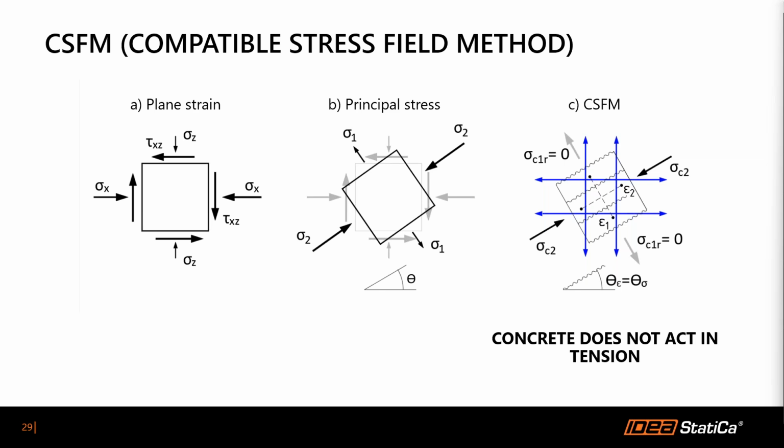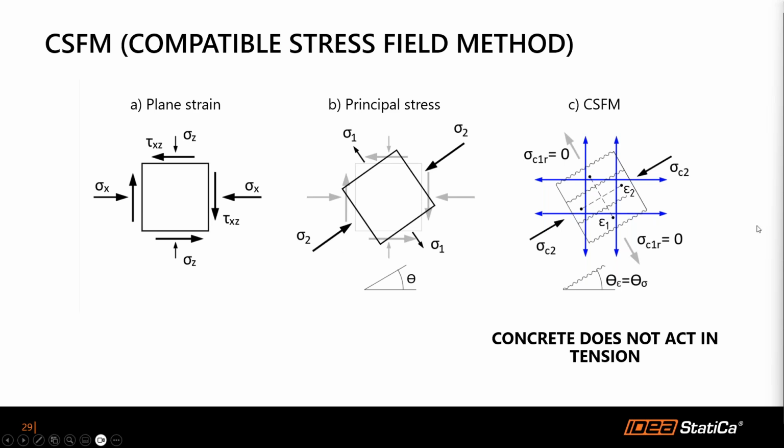The CSFM principle can be explained using the basic 2D plane stress element in a reinforced concrete structure. The picture on the left illustrates this element under horizontal normal stress, vertical normal stress, and shear stress over here. These stresses, often derived using finite element analysis, are used to calculate the principal stresses and their orientation defined by the angle theta, shown in the picture over here. The principal tensile stress is sigma 1 and compressive stress sigma 2.